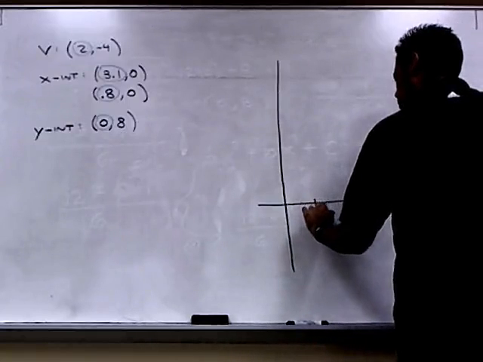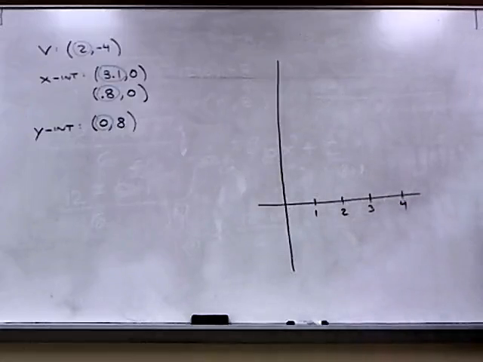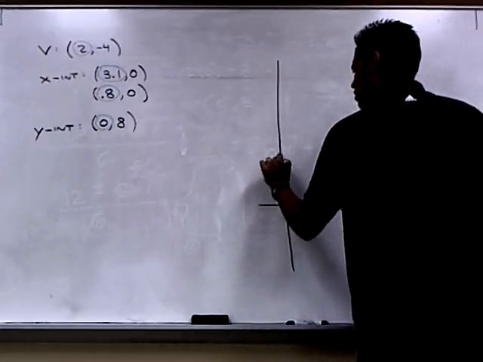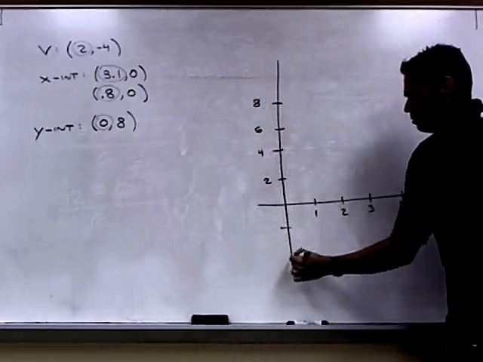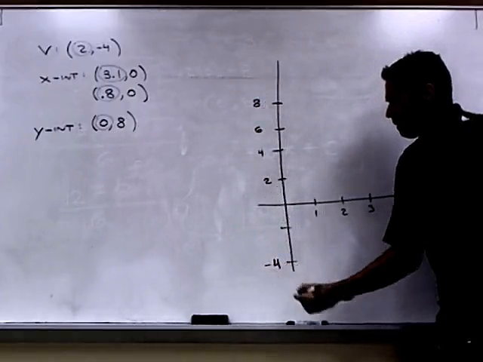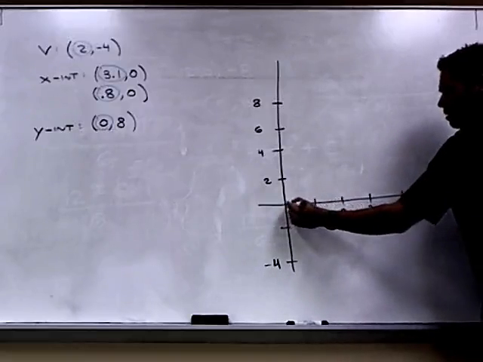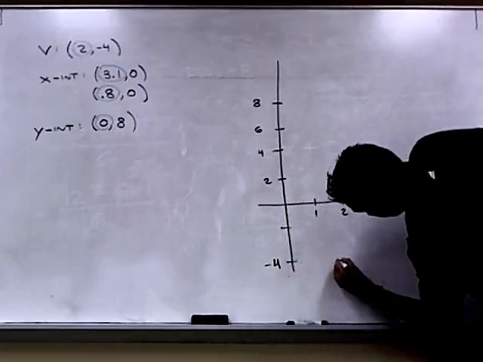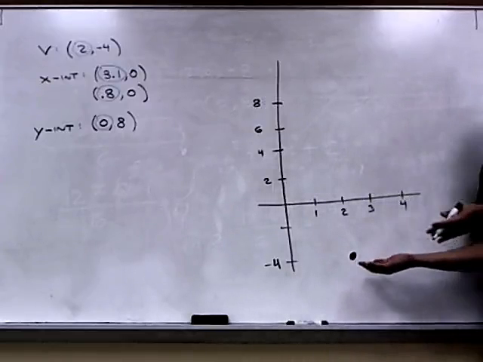I'm going to count off 1, 2, 3, 4 like that. And then up and down, I'll count by 2s: 2, 4, 6, 8, 2, 4. So -4 is here. Starting with the vertex, I move to the right 2. I go down 4. So somewhere around there. That's my vertex. So that's the lowest point on my graph, right? Because this thing opens up.